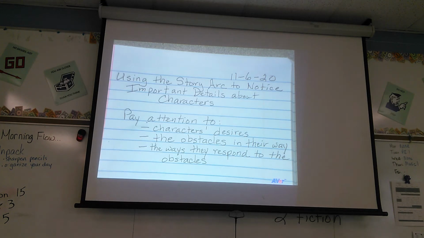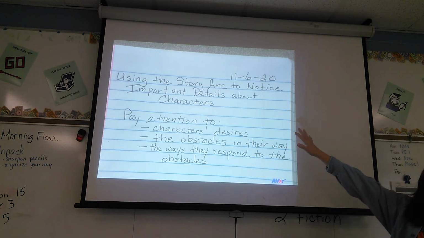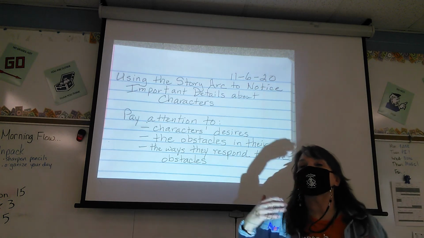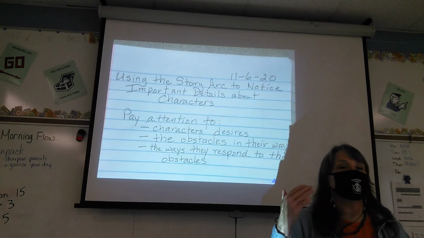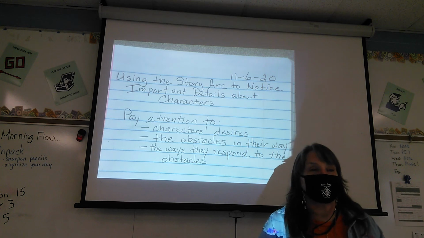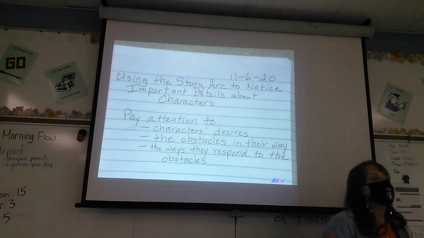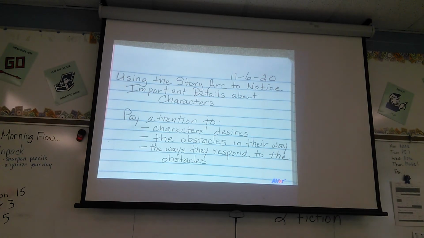All right, so the title of this session is Using the Story Arc to Notice Important Details About Character. And again, that's what we're doing. We're noticing the details about characters. We're building interpretations on those characters, the type of person the character is, by paying attention to the details. So if I'm going to use the story arc to help me know what details are important, what do I pay attention to?